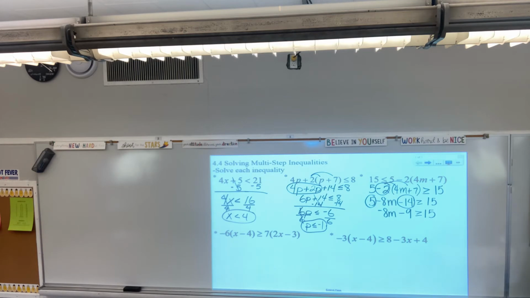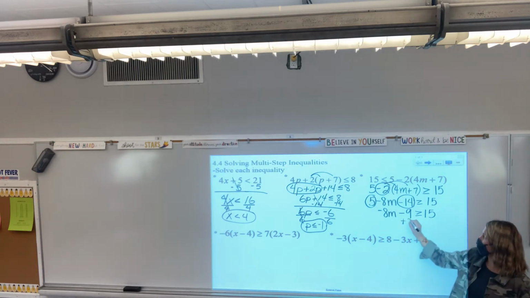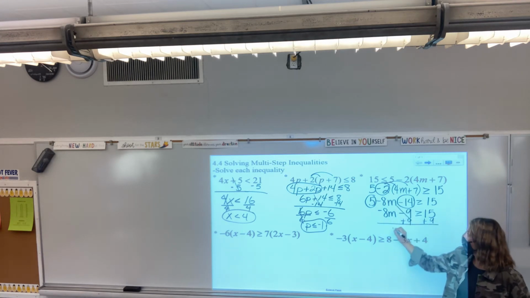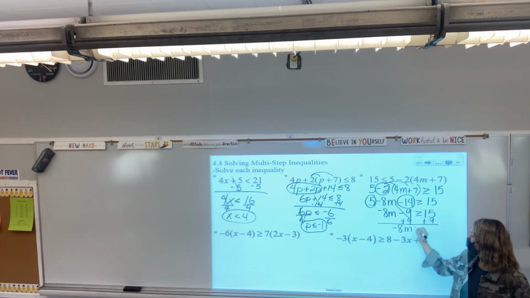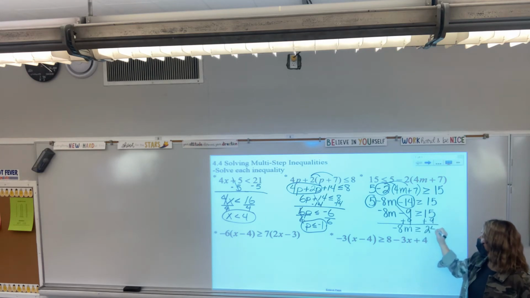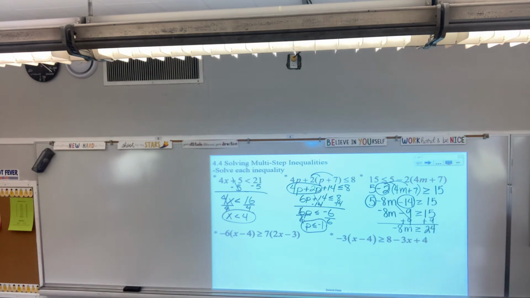And now it's a two-step. Add 9. Negative 8m is greater than or equal to 24. Now, anything happen here? Anything special need to happen on this problem? Is there anything where I'm like, whoa, hold on?